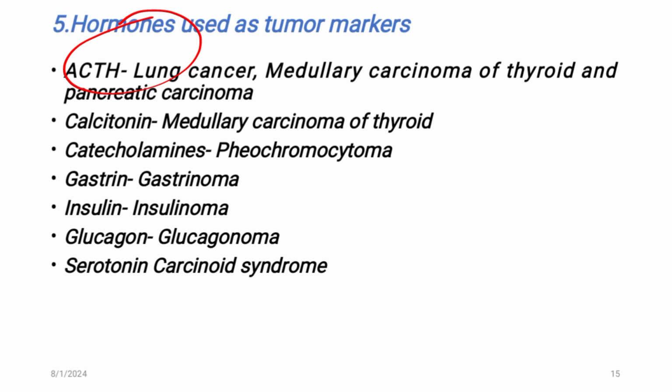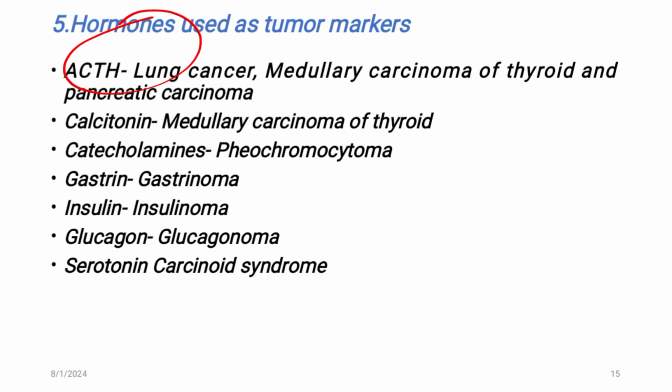The carcinoma of thyroid can be detected by the increased calcitonin level. Catecholamines indicate the pheochromocytoma, and gastrin indicates the gastrinoma. In gastrinoma, when there is a gastric cancer in the body, the gastrin can be increased.